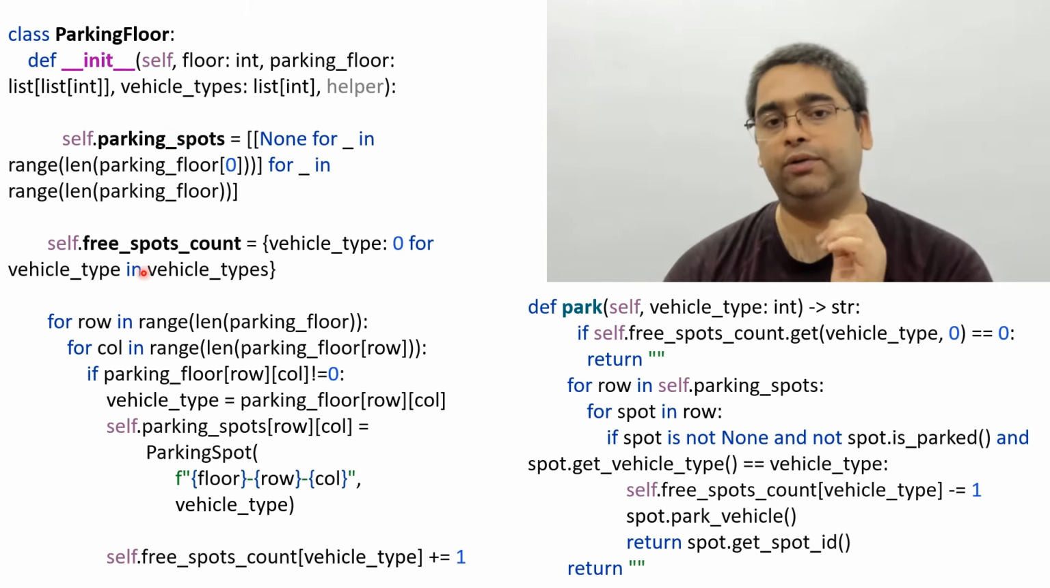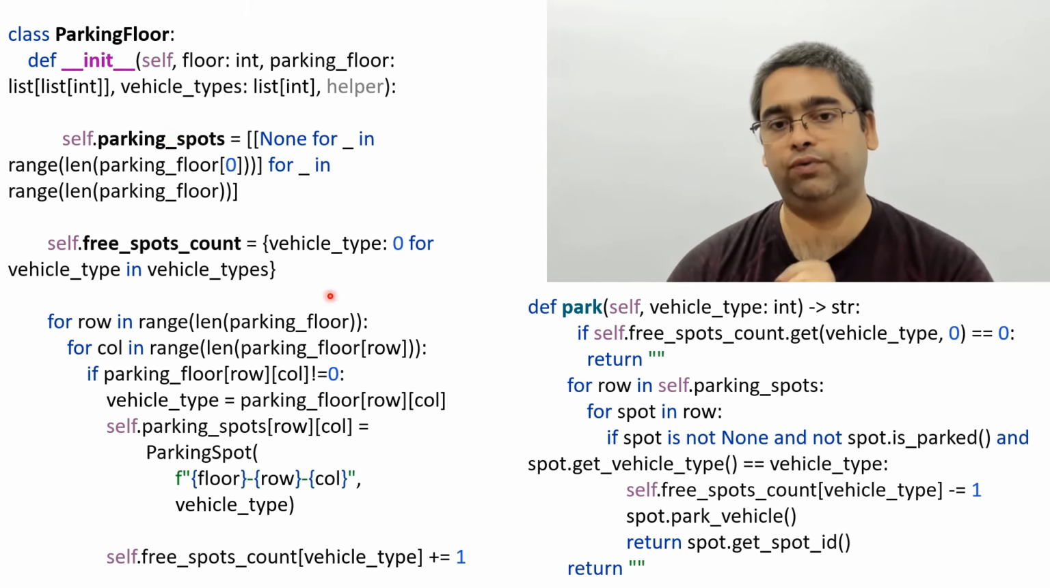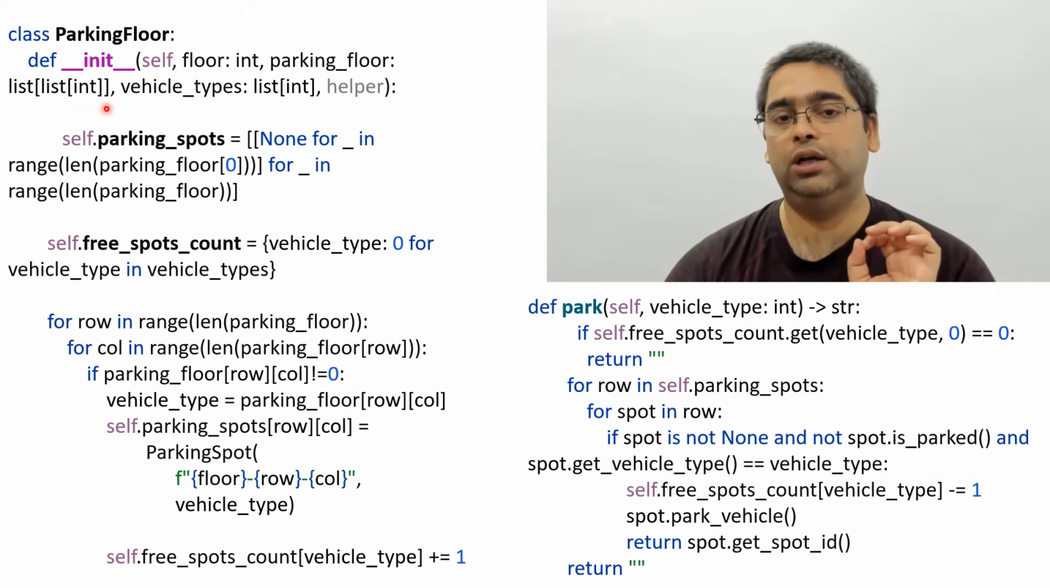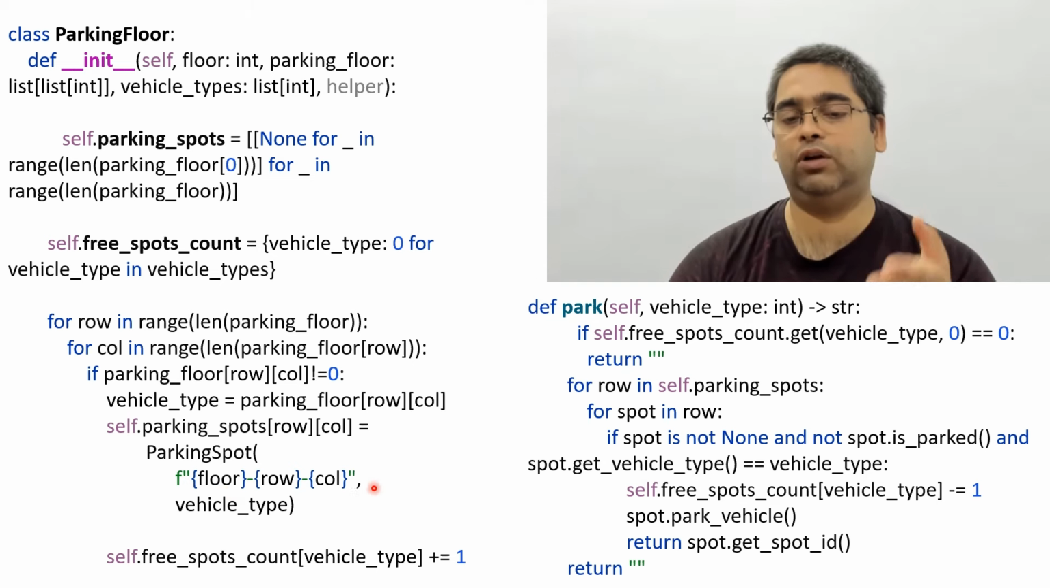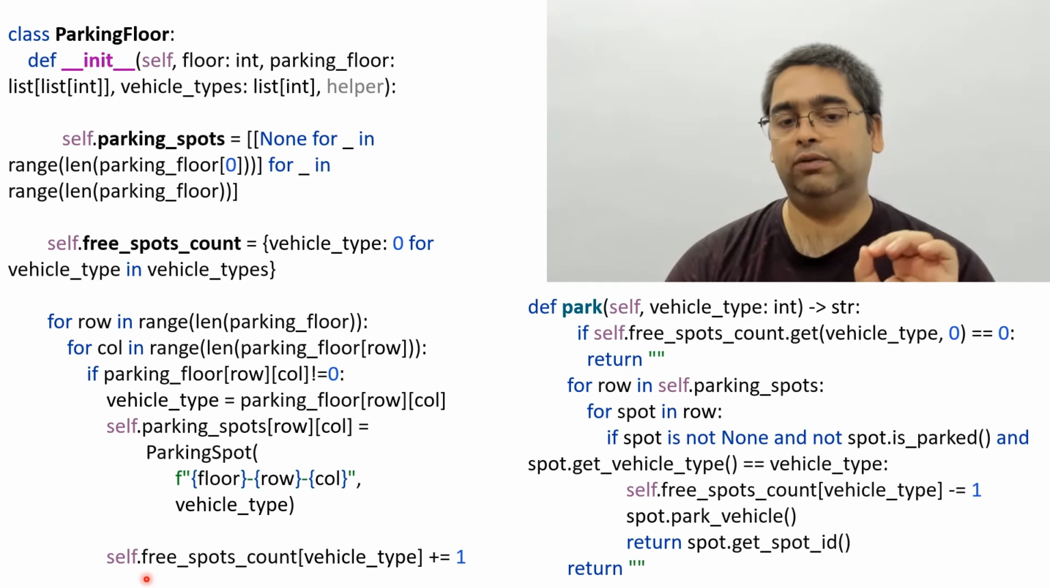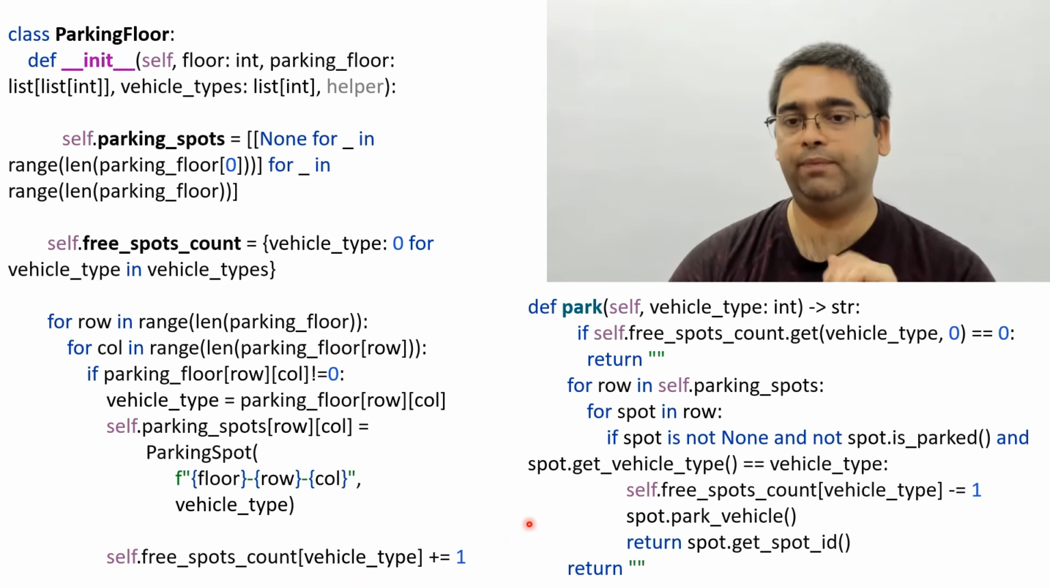And again, it will also keep a map of free spots count for each vehicle type because we have to implement that functionality. During initialization, it will go through all the rows and columns in the two-dimensional array that we just saw, get the vehicle type, which is 2 or 4, and create a parking spot object that we just saw. Basically, floor-row-column is your spot ID, and it will increment the free spots count for that vehicle type by 1.